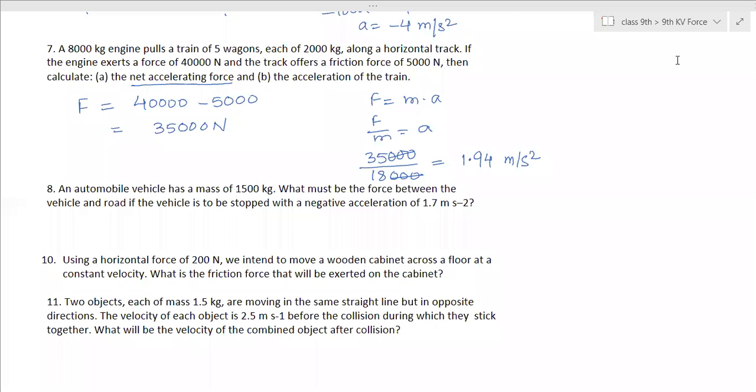So the wooden cabinet will not move at all? Why? Yeah. Net force is 0.